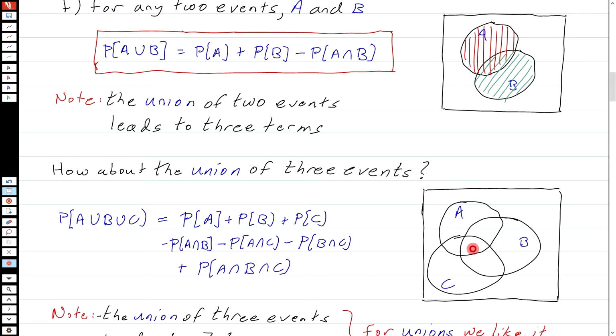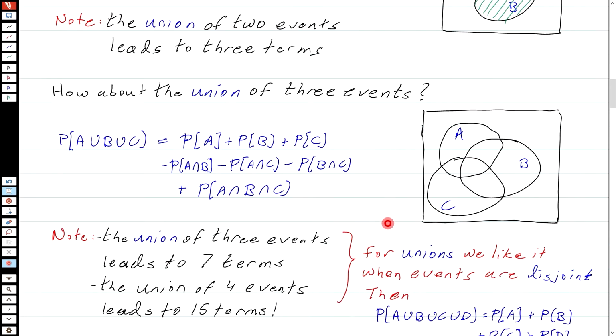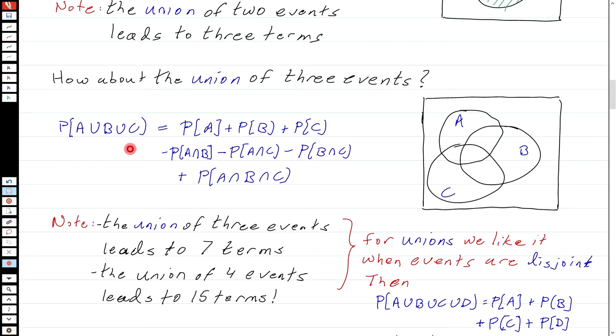So I've left the middle part out at this point, so I've got to add it back in. So plus A intersection B intersection C gives me the area inside A or B or C. But we see what's happening here when we have a union of three events. We end up with 1, 2, 3, 4, 5, 6, 7 terms. Union of four events leads to 15 terms. So basically unions lead to piles of terms on the right-hand side.